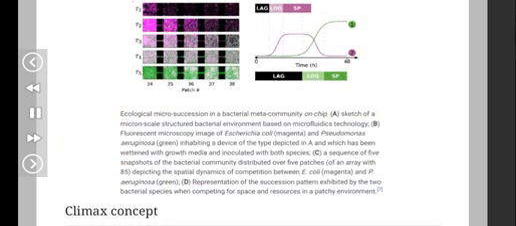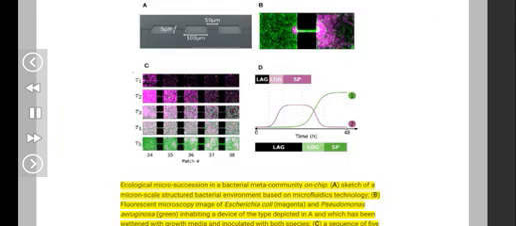A. Sketch of a micron-scale structured bacterial environment based on microfluidics technology. B. Fluorescent microscopy image of Escherichia coli, magenta, and Pseudomonas aeruginosa, green, inhabiting a device of the type depicted in A, and which has been wetted with growth media and inoculated with both species.